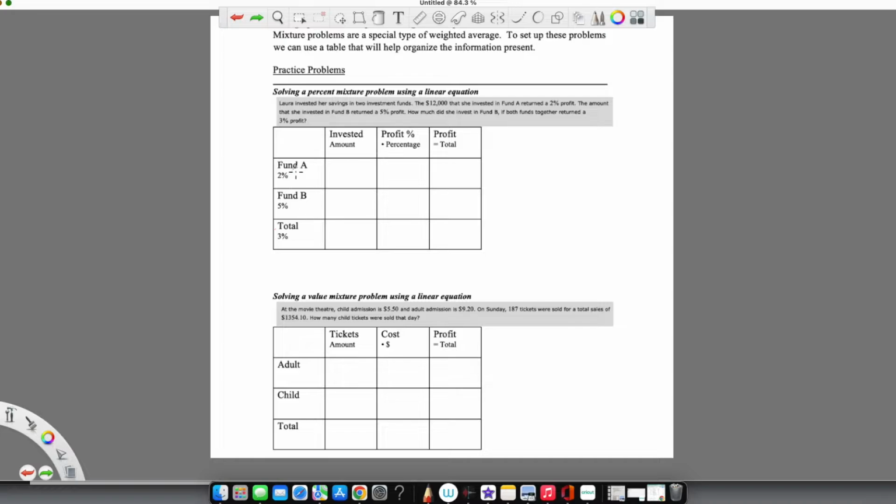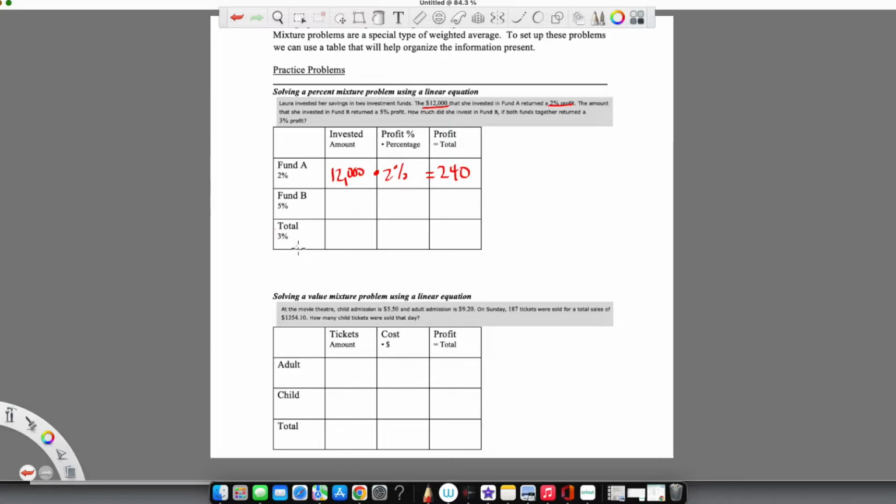So Fund A had a 2% return, and we know the amount she invested. They told us she invested $12,000 into Fund A. And the profit percentage that she got was 2%, which was part of the name that I put on the front too. So when we go across this table, we multiply 12,000 by 2%, and that equals the profit. So 12,000 times 2% gets us $240. So that's her profit there.